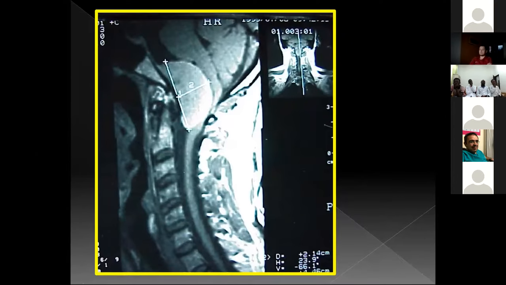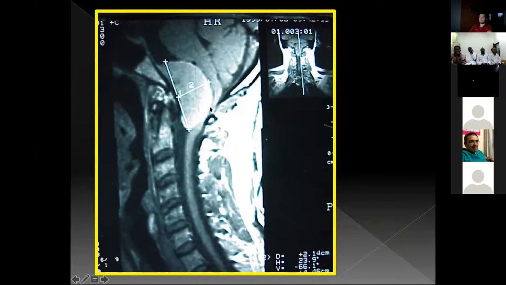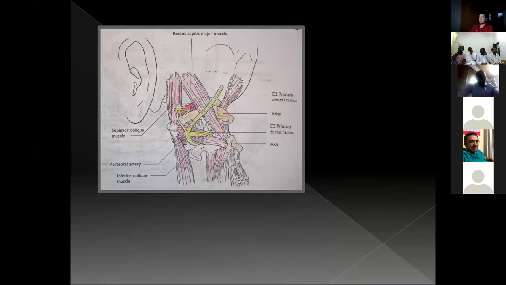The far lateral approach. I think the far lateral approach is the most difficult approach in this region. Here we have a giant meningioma in this female patient. Look at the size of this. The medulla was almost collapsed. And I did an approach in this region.